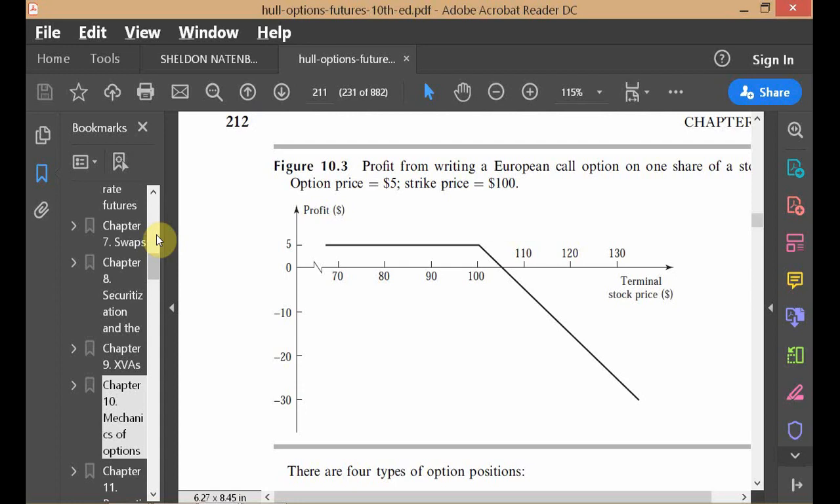See, let me explain the rule once again. For exercise, the rule is very simple, whether you'll exercise an option or not. Your question of exercising the option only arises when you're long the option. When you're short, that's not your decision to make, because the other guy is making that decision. The guy who's long the option has to decide whether to exercise or not.